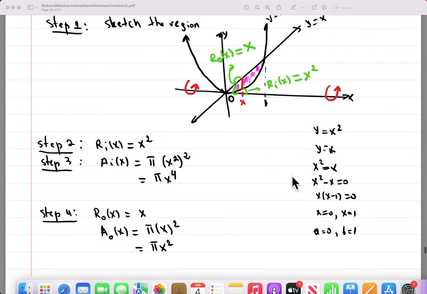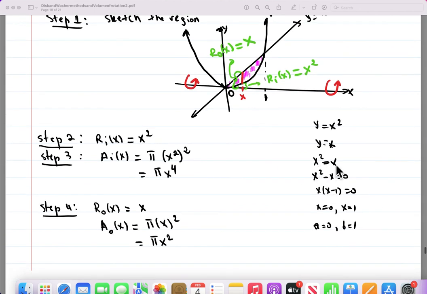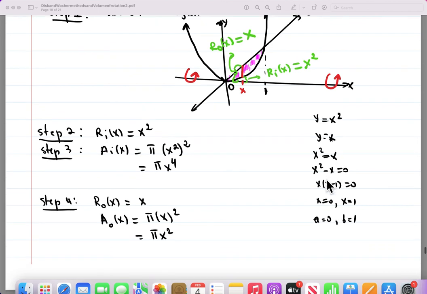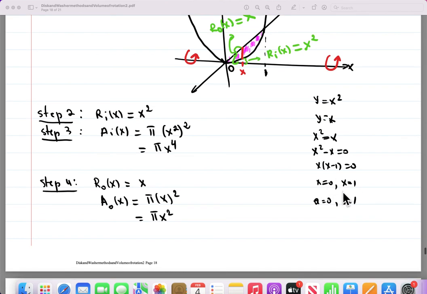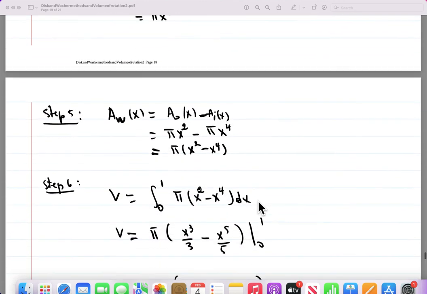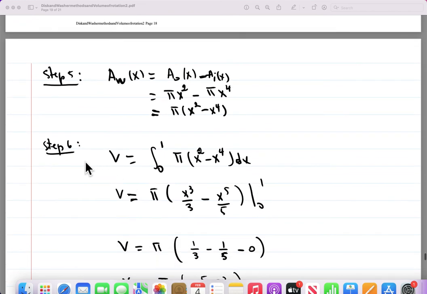Okay, so I kind of did it here. So x squared equals x. Then you subtract x from both sides, you get x squared minus x equals 0. You factor out x, you get x times quantity x minus 1. You set x equals 0 and then x minus 1 equals 0. So that gives you x equals 0 and then x equals 1. So a is 0 and then b is 1. And then we go to step 6. So we have our limits of integration. We're going to integrate from 0 to 1.